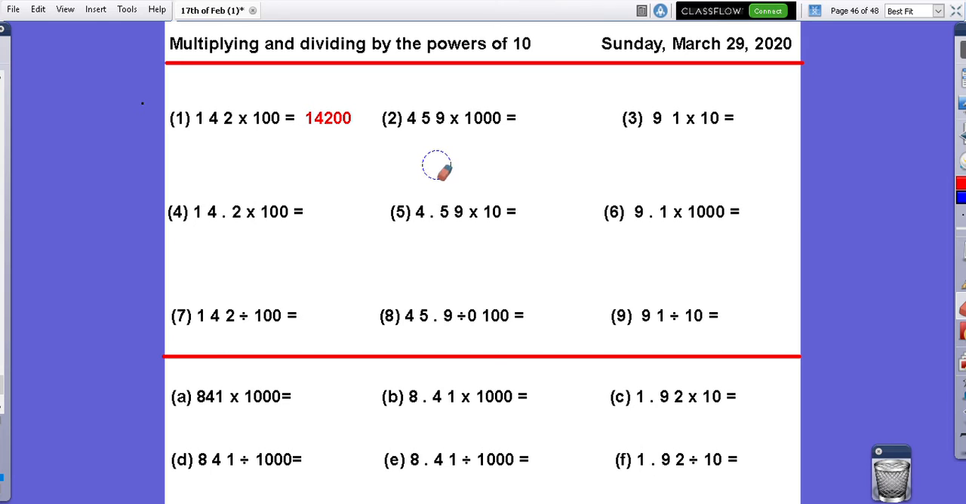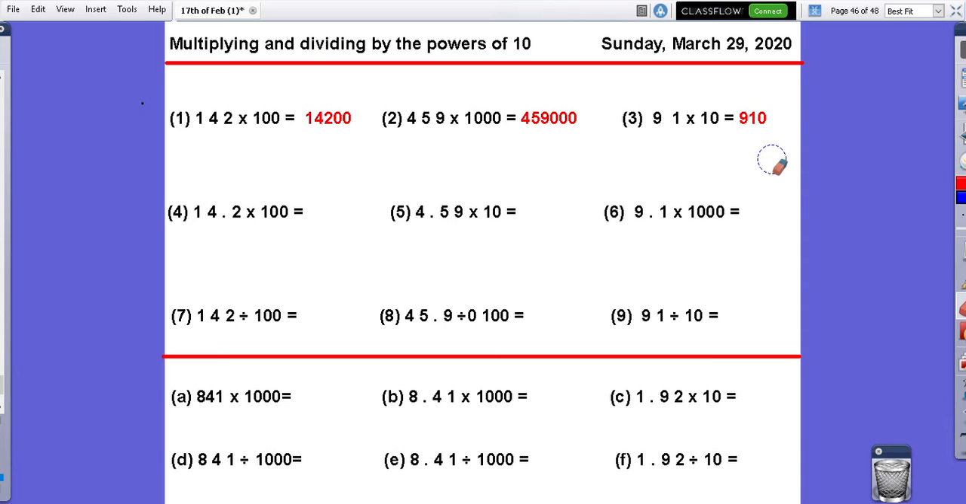Question 2 is exactly the same. I'm just going to write 459 the same way and just put the three zeros down there. So it's going to be 459,000. The same thing also here with the third question, which is 91 multiplied by 10. Just 91 right there. 91 multiplied by 1 is just 91, and we're going to put a 0 at the end. So the answer is 910. Okay, that's if we are multiplying whole numbers by 100 or 10 or 1000.